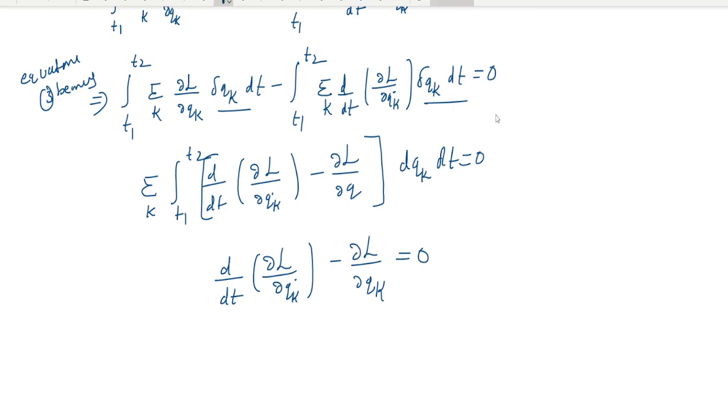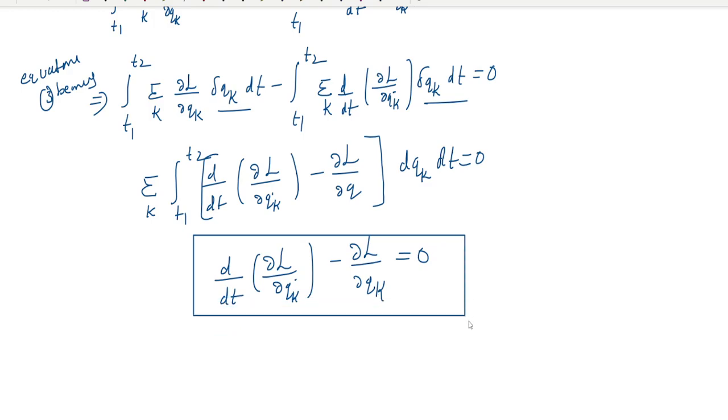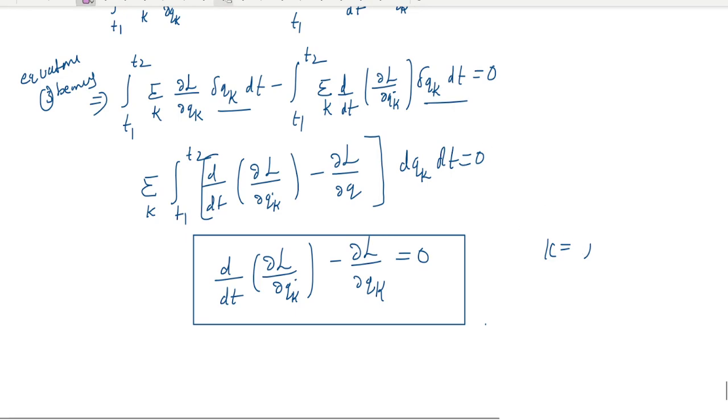So this is our Lagrangian equation from Hamilton's principle, where k is 1, 2, 3 and so on. K will not start from 0; k equals 1, 2, 3 and so on here. So this is called the Lagrangian equation of motion from Hamilton's principle.